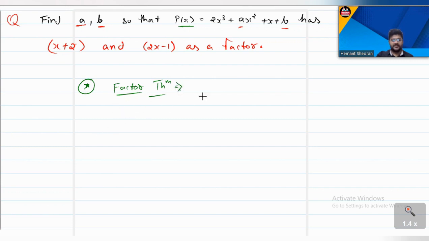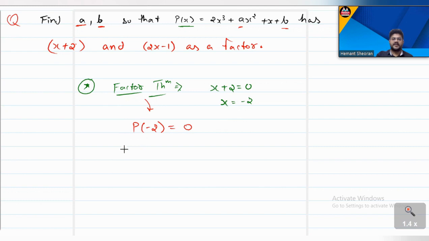So first step is what? x plus 2 equal to 0. We are finding the zero of the divisor x plus 2. So we are getting x is equal to negative 2. And then we will be finding what? In the next step, you will be finding p of minus 2. So let's see, p of minus 2 needs to be 0. The reason is just the factor theorem.